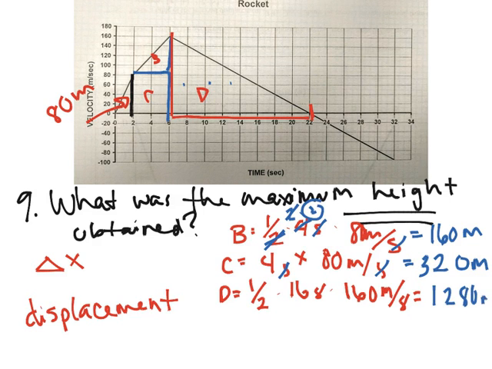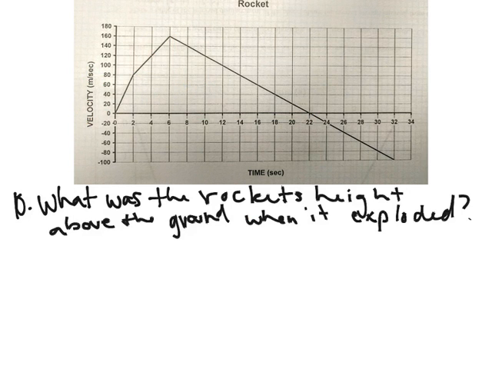Now remember, you got to add all these up. Don't forget that original 80 meters we had from the last problem. So we add all those up. That's 160 meters plus 320 meters plus 1,280 meters plus 80 meters, which gives us 1,840 meters.